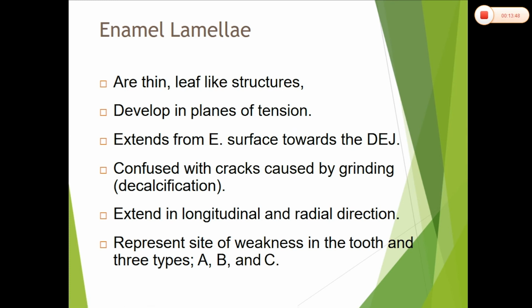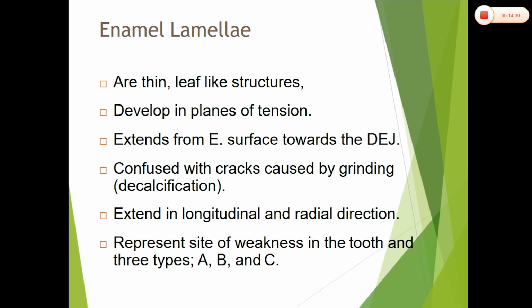Enamel lamellae. Here I want you to focus on distinguishing between enamel lamellae, enamel tuft and enamel spindle. Enamel lamellae, definition: leaf-like structures that extend from the enamel surface toward the dentino-enamel junction, from outward to inward. These are enamel lamellae. They can be confused with cracks caused by grinding or decalcification, and extend in longitudinal and radial direction.